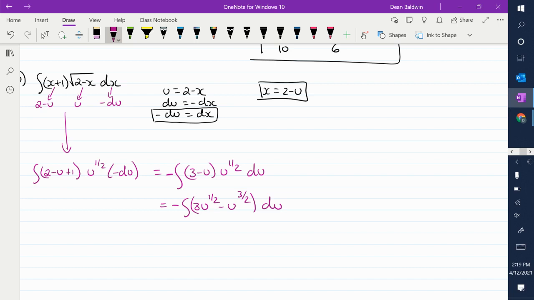U is already that. Rewrite this to solve for x, which is 2 minus u. Here's the trick. That goes in for x. So you get 2 minus u plus the 1 that is still there. 2 plus 1 is 3. So I get 3 minus u. I can pull that negative out. That integral, dump that in, you get that. Now we got to integrate that.